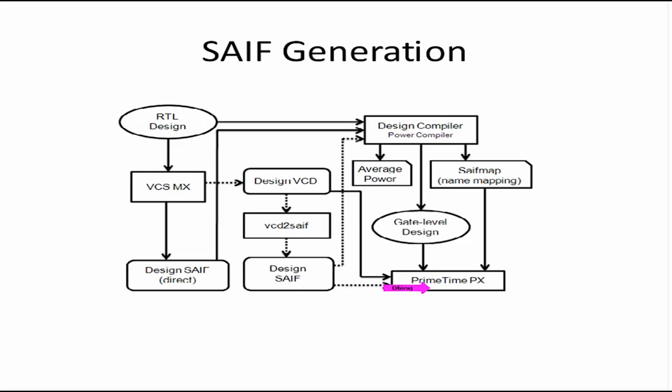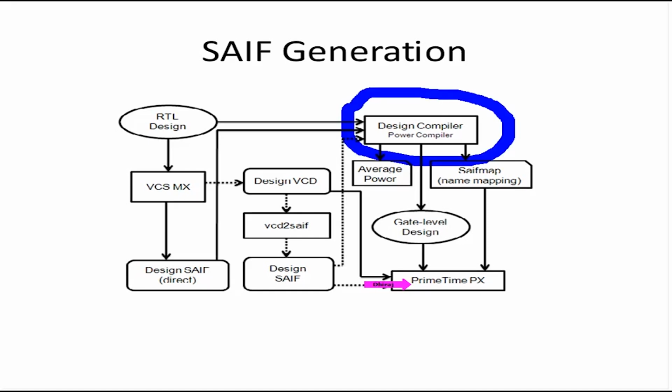PrimeTime PX is again a tool which will report power for you. The SAIF map is a name mapping utility. Since the names change after synthesis, it will map the names of the RTL to the gate level netlist, so that this name-changed SAIF can be read inside PrimeTime PX and you can analyze power. What we will see in this session, our scope, is this one, where we read the SAIF in Design Compiler, analyze power, and optimize power. This is where we are focusing.